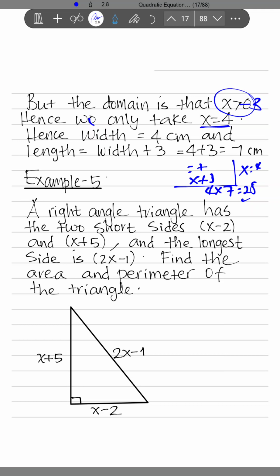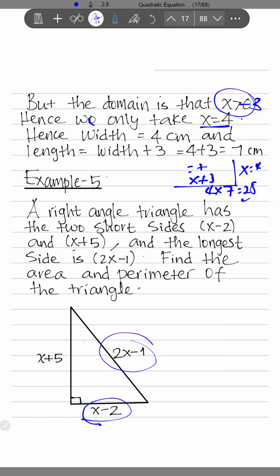Here, a right angle triangle has the two short sides, x minus 2 and x plus 5, and the longest side is 2x minus 1. Good. Find the area and perimeter of the triangle.